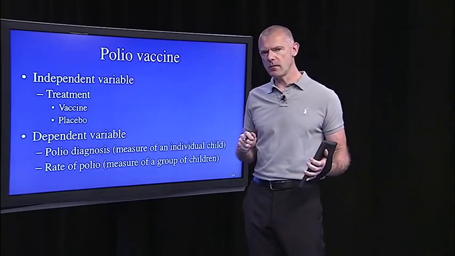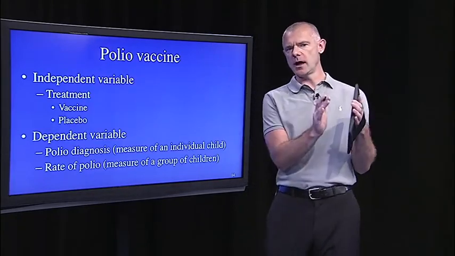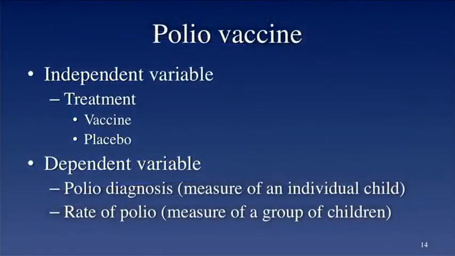The independent variable, again, was whether the child received a vaccine or whether they received a placebo. So the way that worked is a child would receive an injection, and one was a live vaccine, the other was just a control placebo.